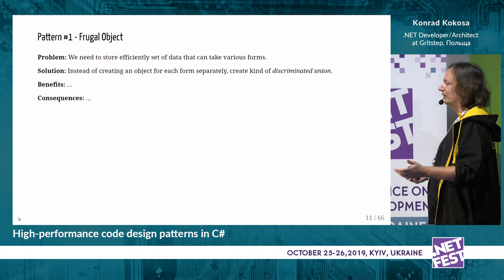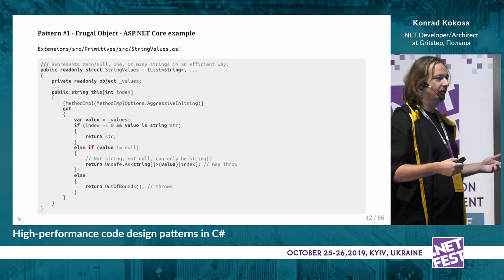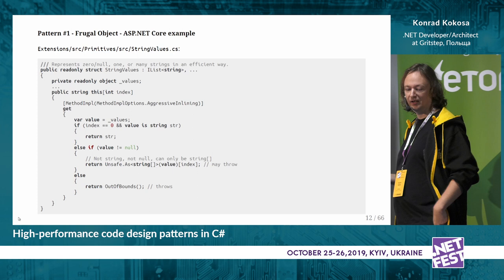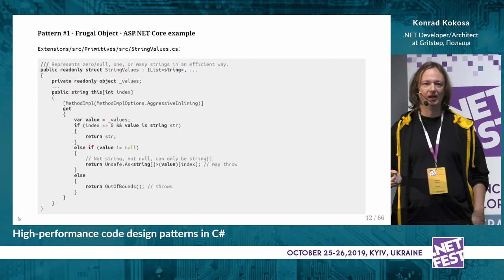We can do it in the kind of form of a discriminated union. And maybe the description is not the most clear here, so the example probably will be the best way to describe it. This is exactly this pattern applied in the ASP.NET Core code base, which is a type called StringValues, and this is a type which is storing 0, 1, or many strings.